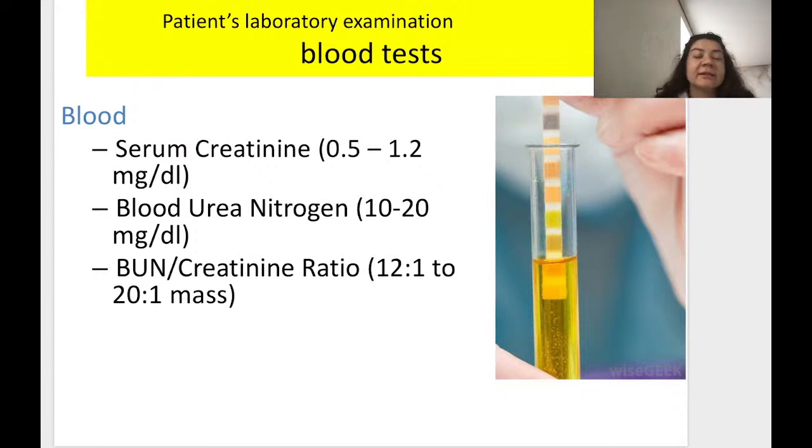Additional tests, laboratory examination. In the blood, we check serum creatinine. Normally, it has to be from 0.5 to 1.2 milligrams per deciliter. Blood urea nitrogen from 10 to 20 milligrams per deciliter, and blood urea nitrogen to creatinine ratio, the relation between them, has to be from 12 to 20 to 1 by mass.